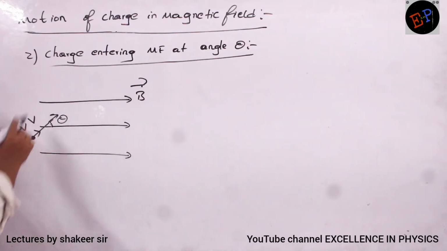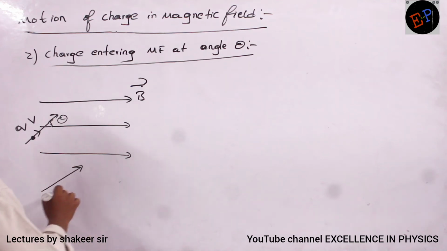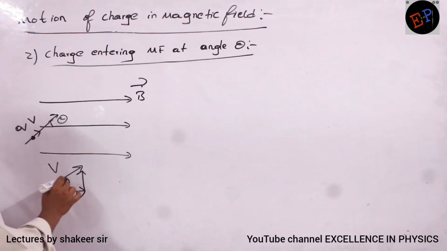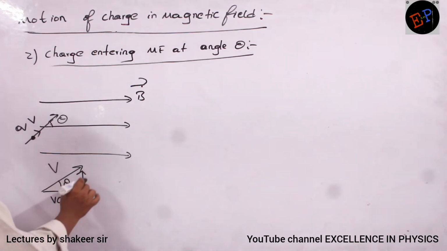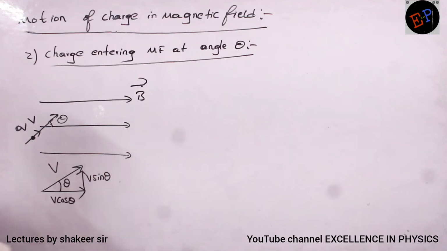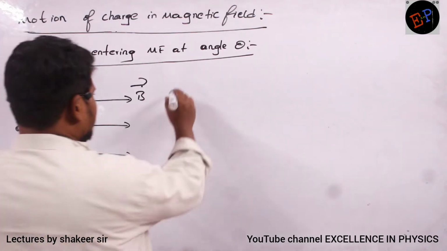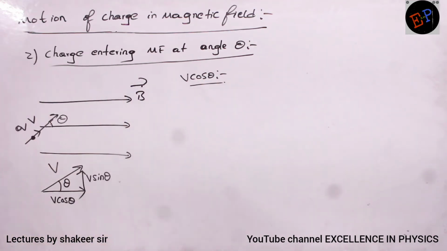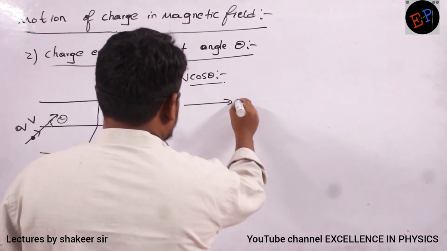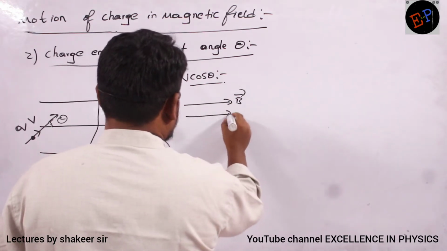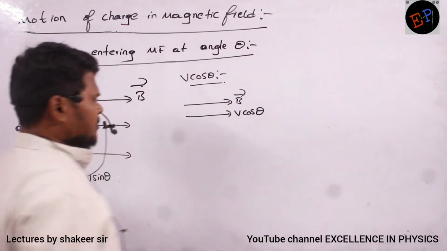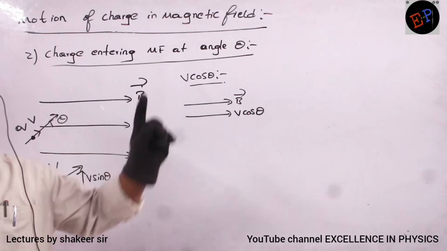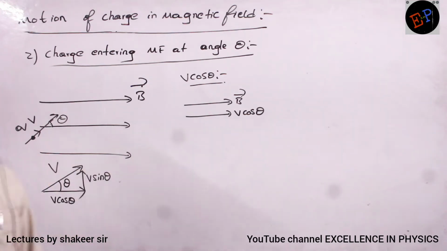Now see, this velocity vector, I will split into two components. So with angle theta, this is v cos theta and this is v sin theta. First of all, we will study v cos theta. V cos theta is in which direction? This is the direction of B and this is the direction of v cos theta. Clear now? So now this charge, because of v cos theta, will it experience some force or not?